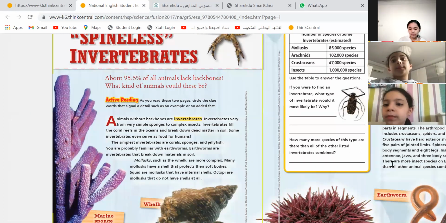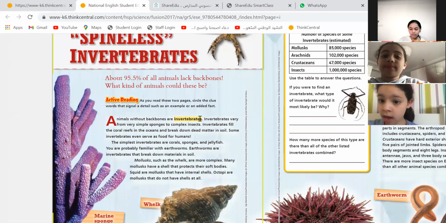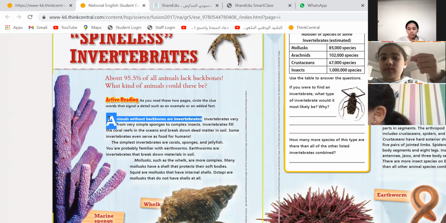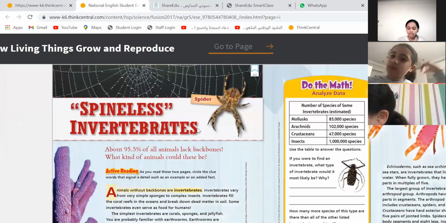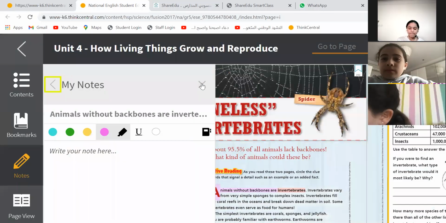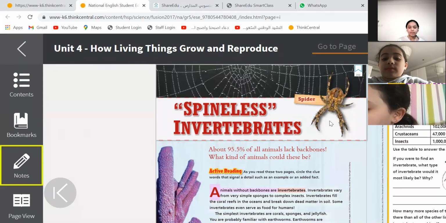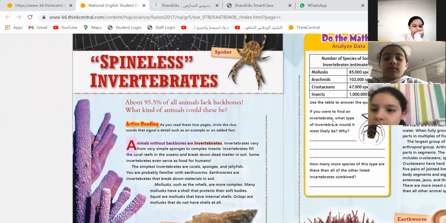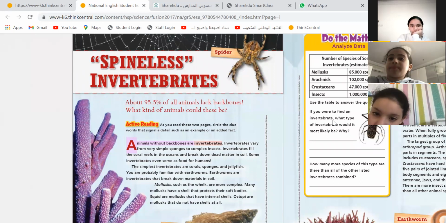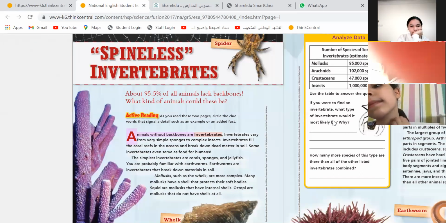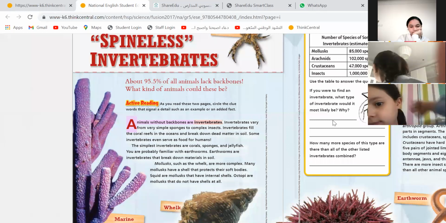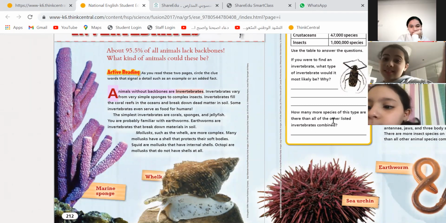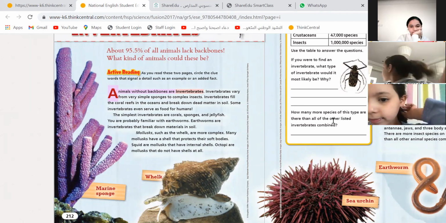Let's underline it together. Invertebrates are very simple. They can be simple sponges or complex insects. Invertebrates fill the coral reefs in the ocean and break down dead matter in soil. So they can be what? Consumers, producers, or decomposers?